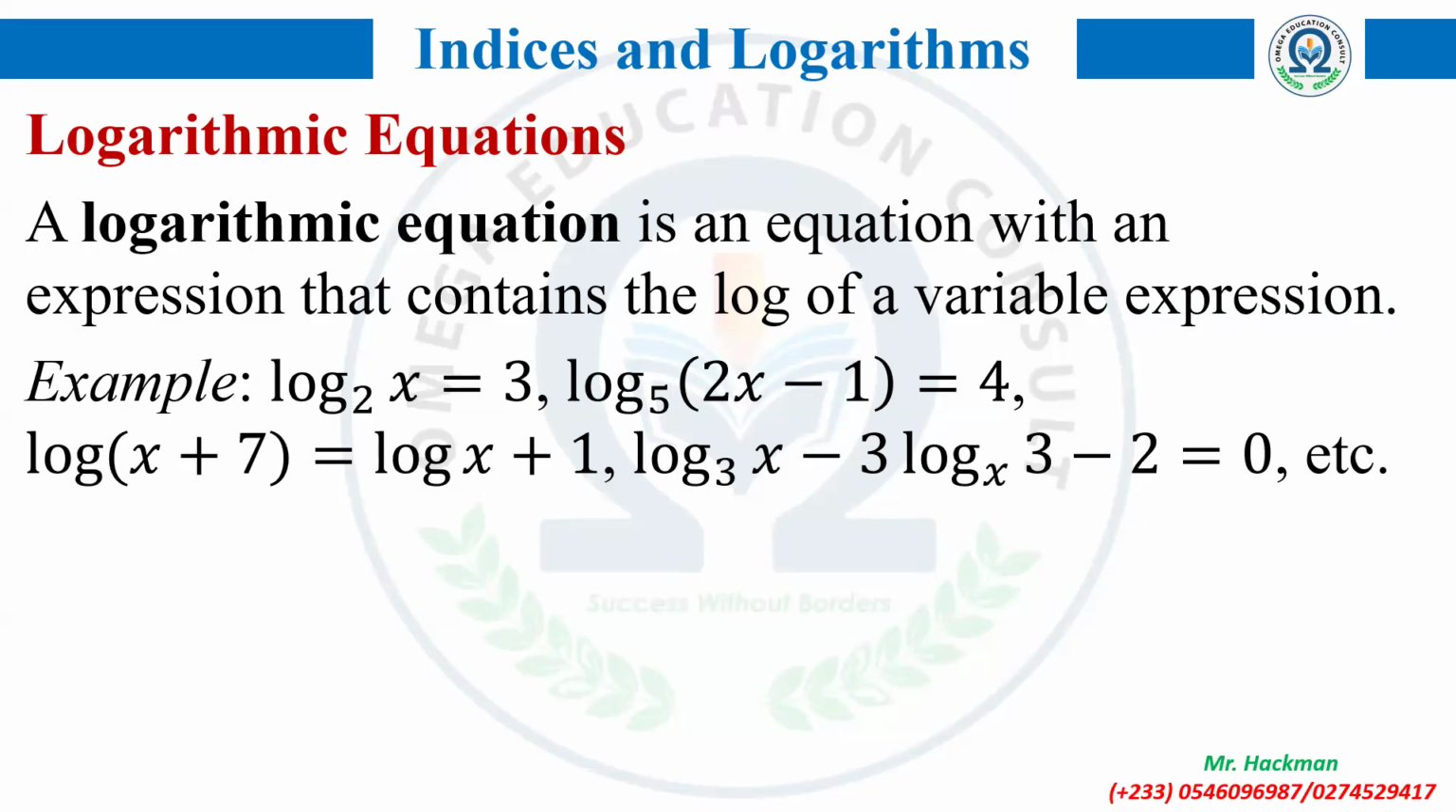Okay, so quickly, let's move on to how to identify log equations. You get that indirectly from the definition I've given here. A log equation, or logarithmic equation, is an equation with an expression that contains the log of a variable expression. It means you should have a log expression that contains a variable in that equation.